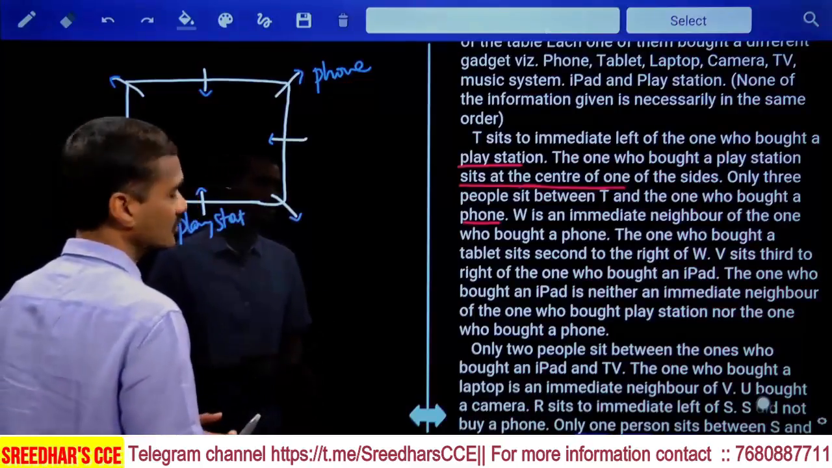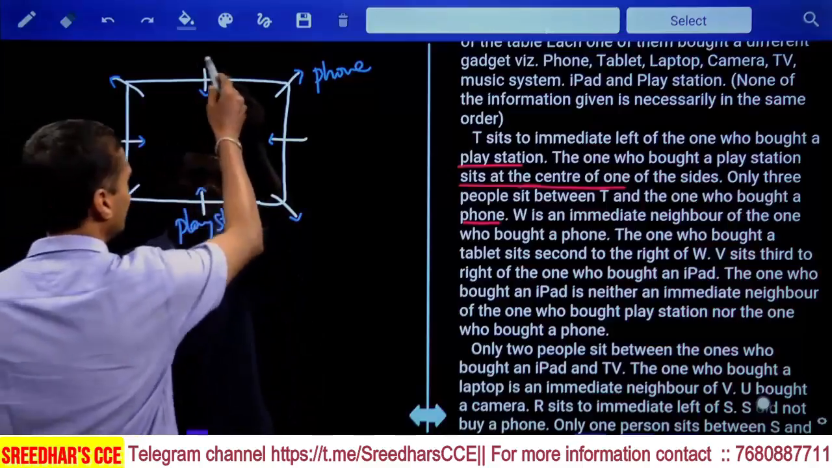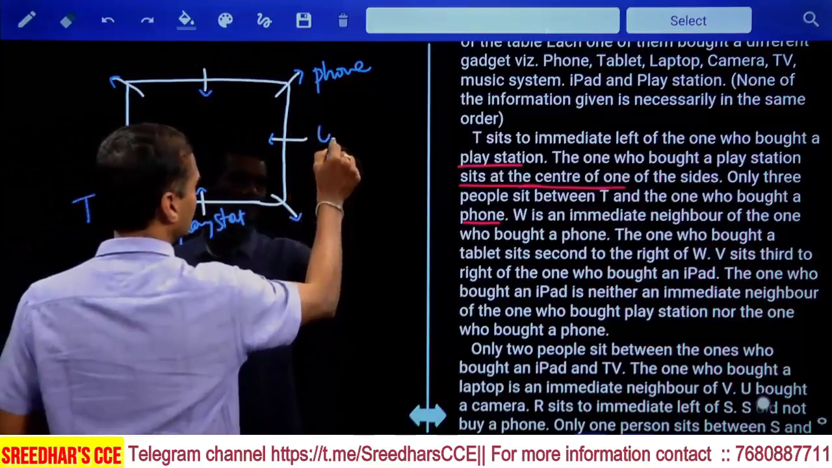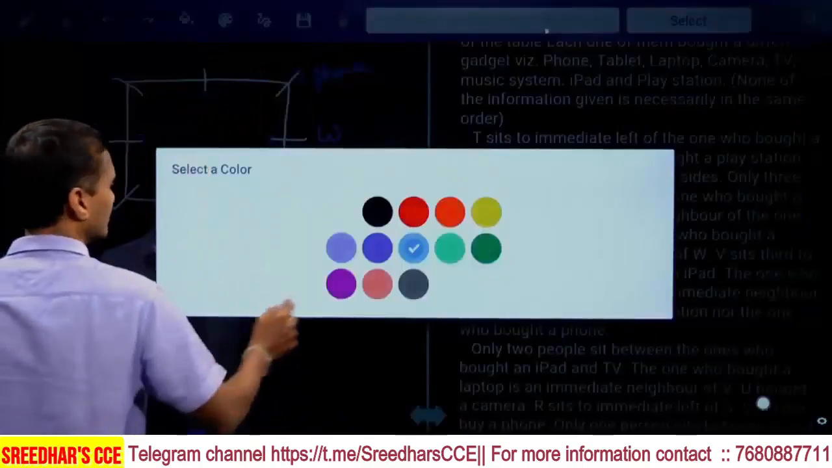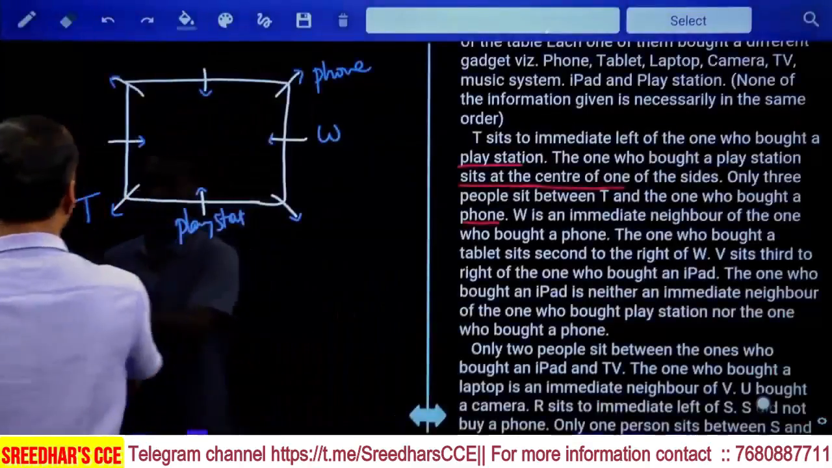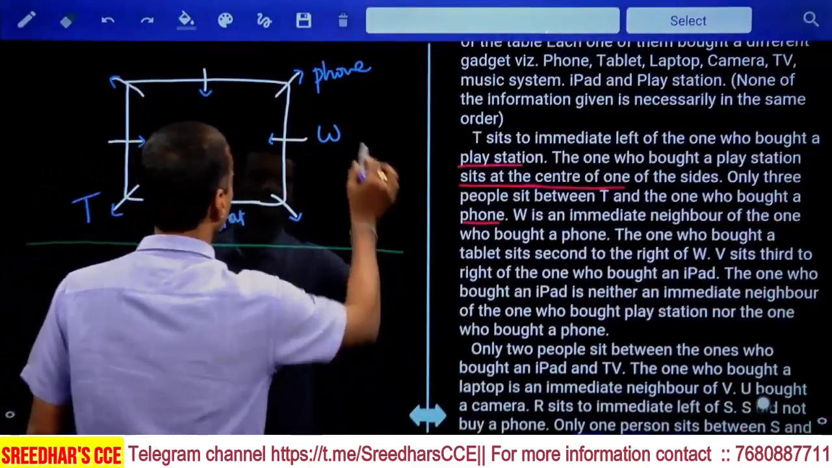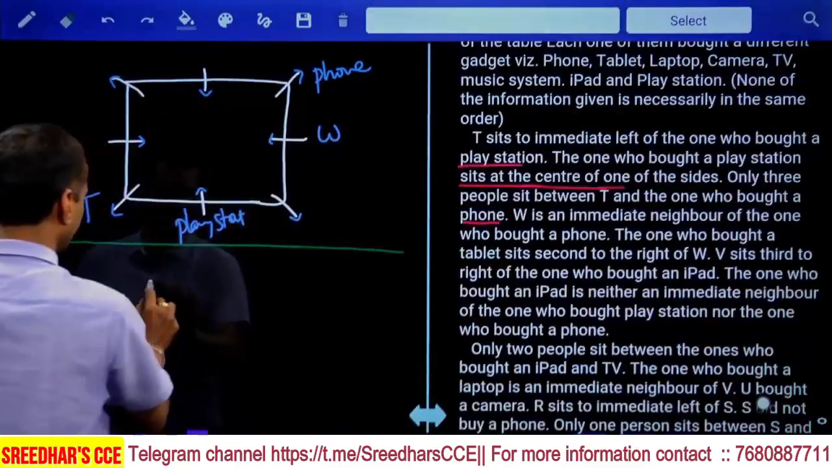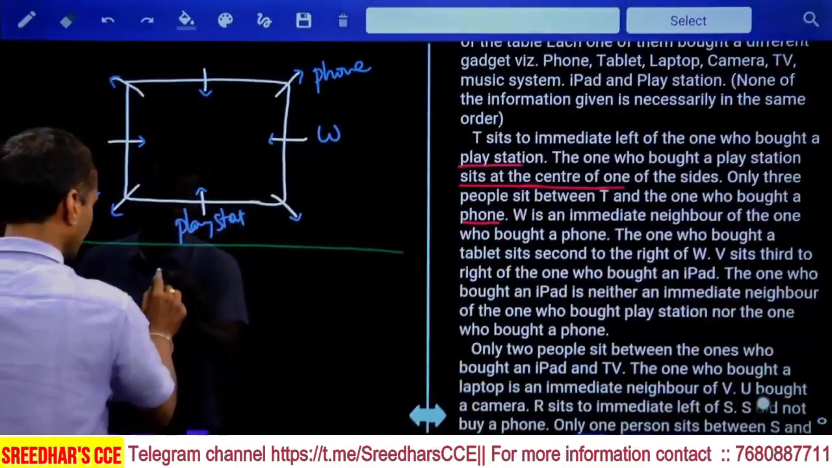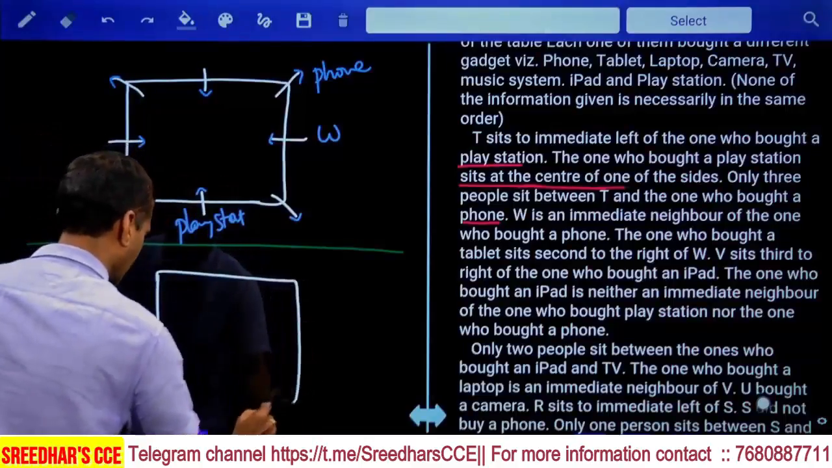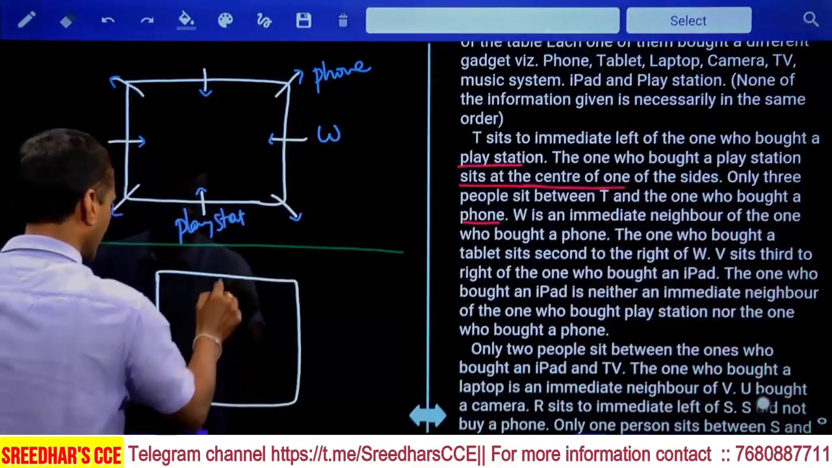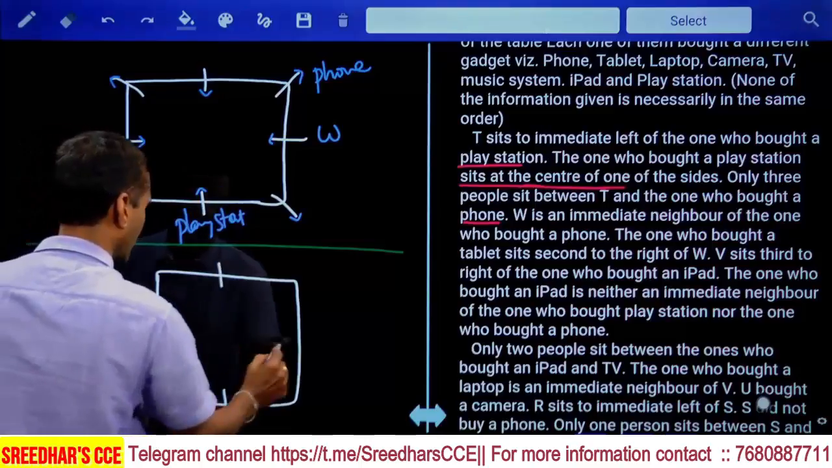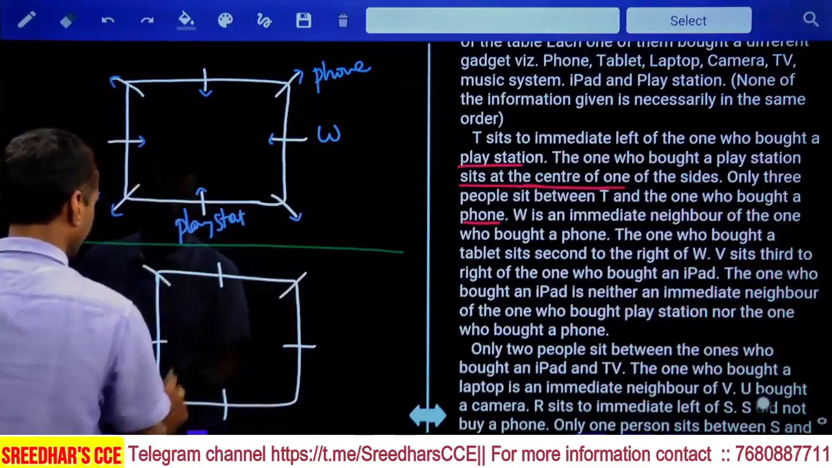Now here we will have 2 different possibilities. W can be here or W can be here. Hence we are drawing the second possibility here as well. Clear? Now the second possibility. Now in the second possibility, how many persons were there? Now these 8 persons: 1, 2, 3, 4, 5, 6, 7, 8.